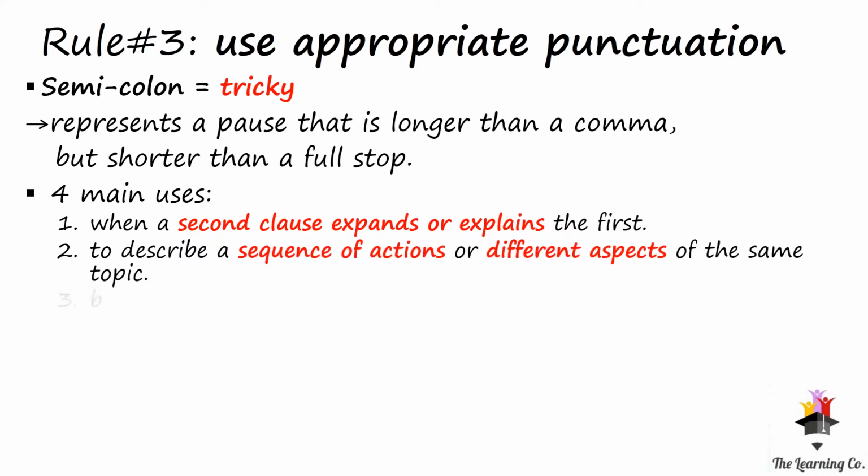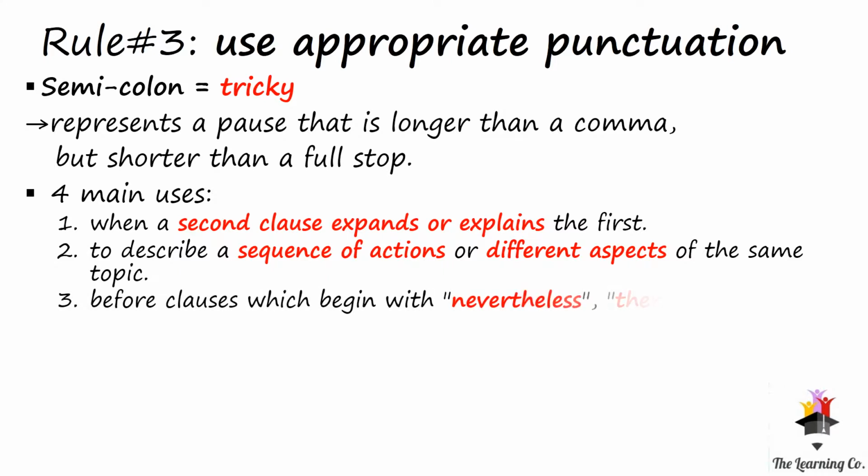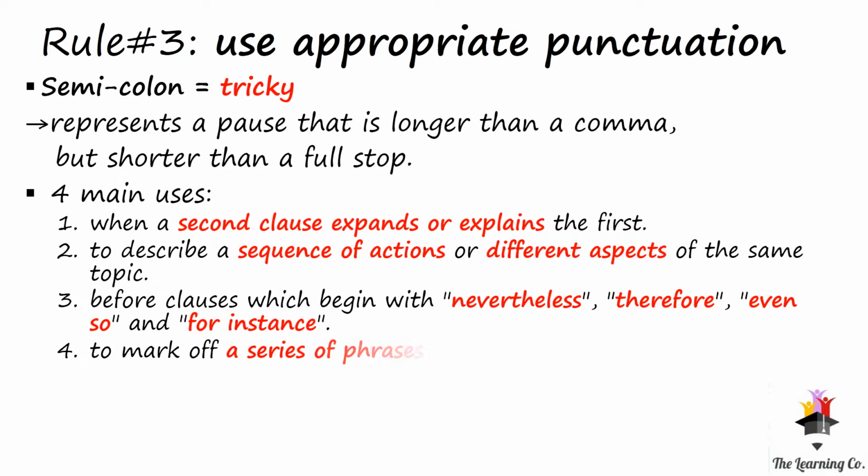A semicolon is used before clauses which begin with nevertheless, therefore, even so, and for instance. A semicolon is used to mark off a series of phrases or clauses which contain commas.